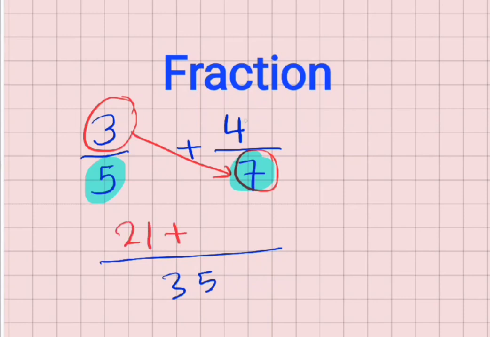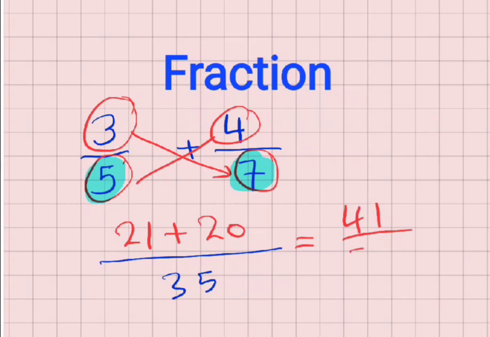Multiply 5 times 4, which is 20. 21 plus 20 is 41. So the answer is 41 divided by 35.